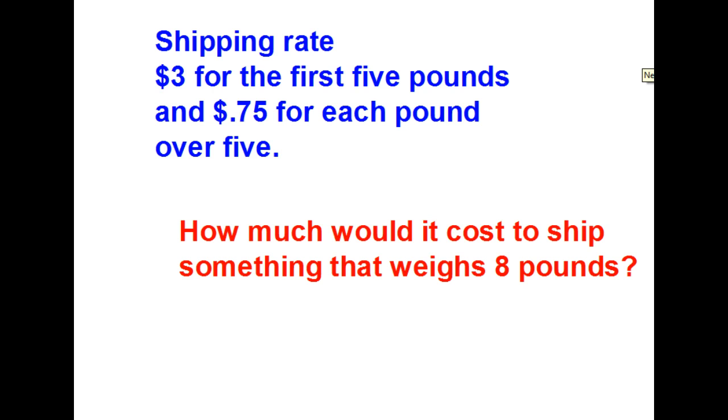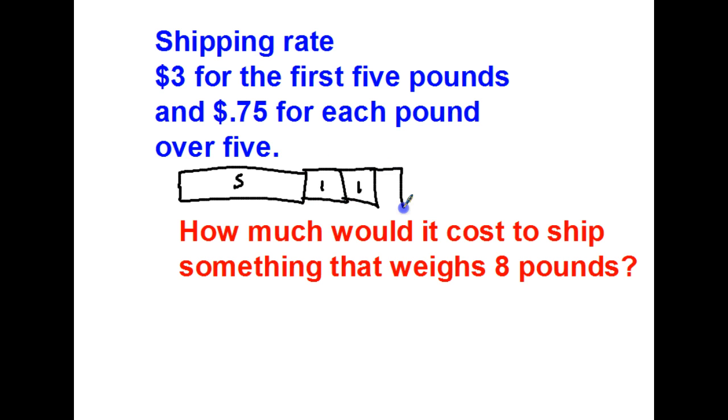Shipping rate, $3 for the first 5 pounds and 75 cents for each pound over 5. How much would it cost to ship something that weighs 8 pounds? Sometimes I like to draw a little picture, so my first 5 pounds, and then I got to pay for each pound over that.